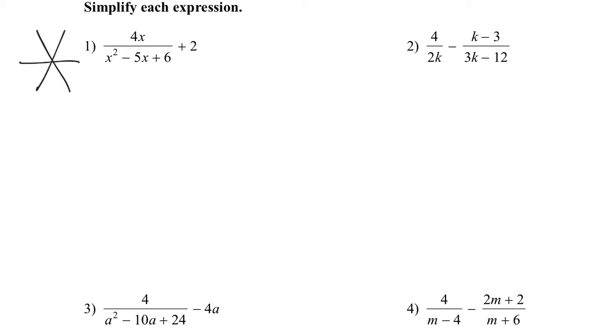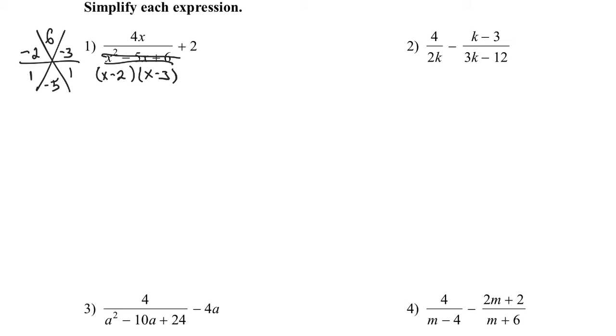So I'm looking at the denominator of the first fraction. There's no common factors, so I'm going straight to the star and putting in the numbers. So I need to multiply to get 6 and add to get -5. So it's going to be -2 and -3. So you put those in your parentheses. You got x minus 2, x minus 3, and then I'm going to cross off the original denominator.